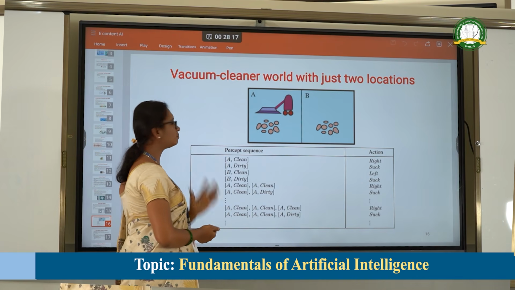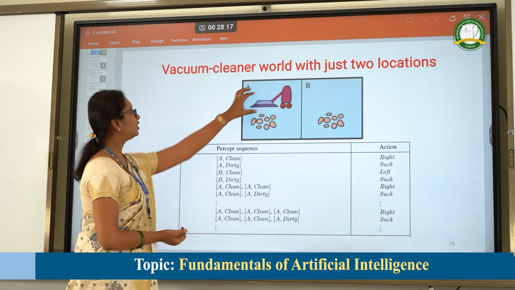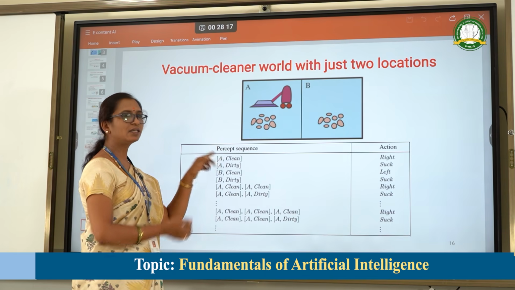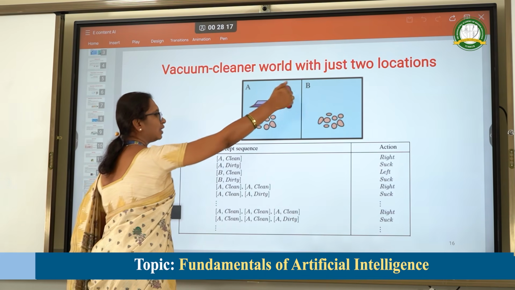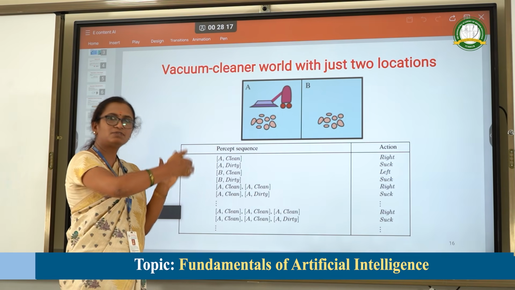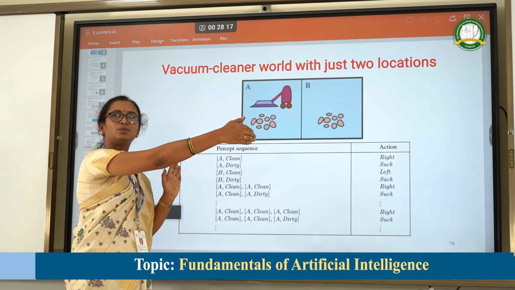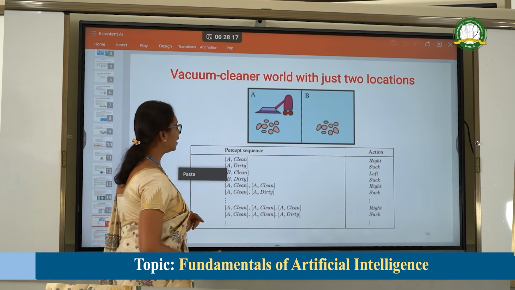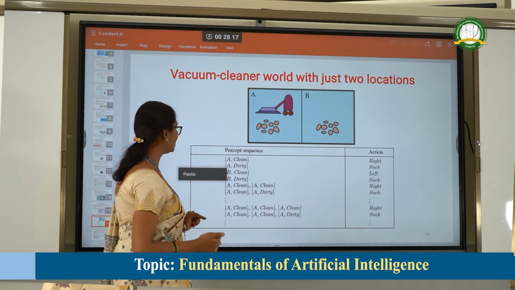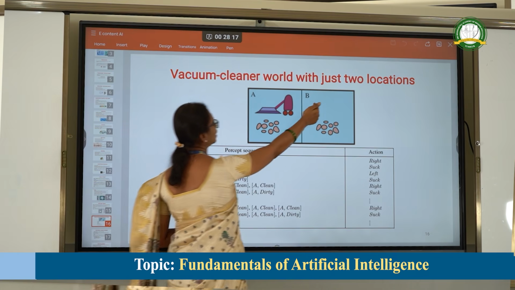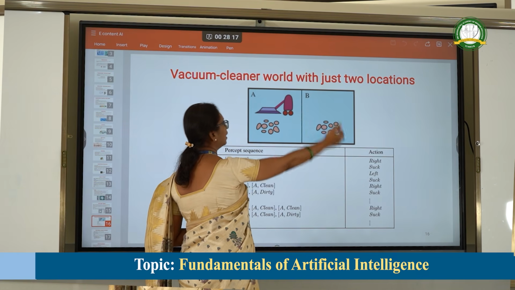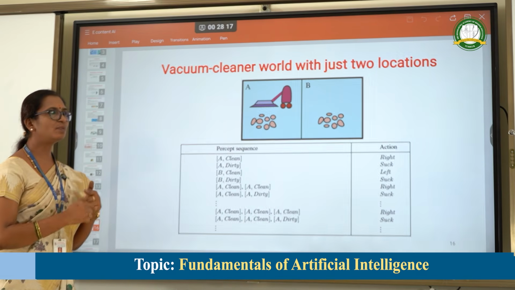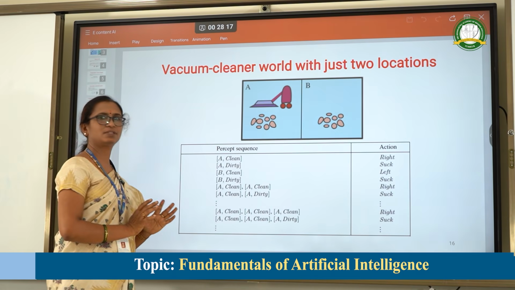This is how the percept sequence moves. Initially the vacuum cleaner is in location A. Suppose it is clean. Now it will move to the right. So the action is, if location A is clean, it should move to the other location to check if there is any dirt. So it would move right. Now it is on the right side. Similarly, if dirt appears over there, it sucks it, waits for some time, then moves toward the left. This is how the movement of the vacuum cleaner happens.